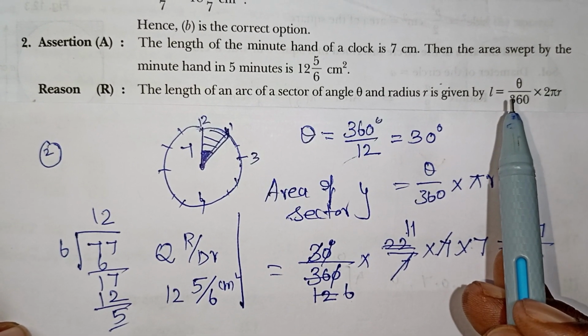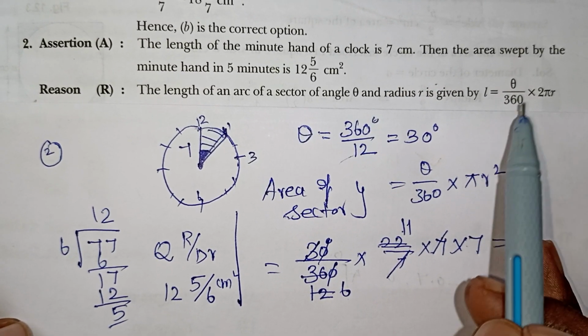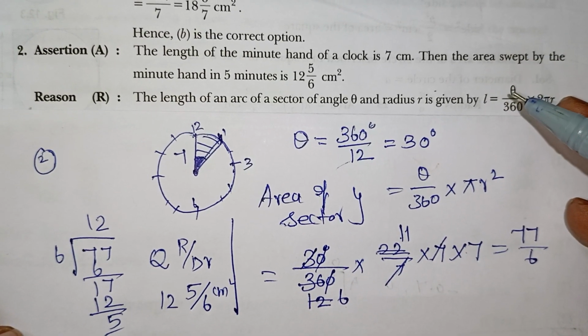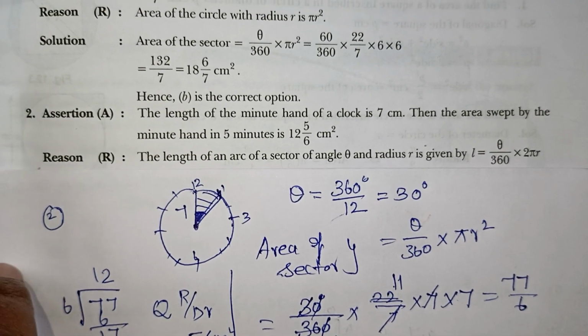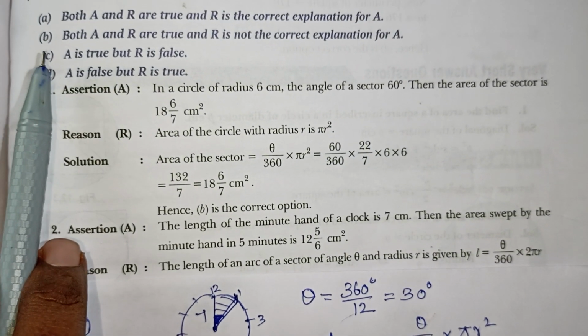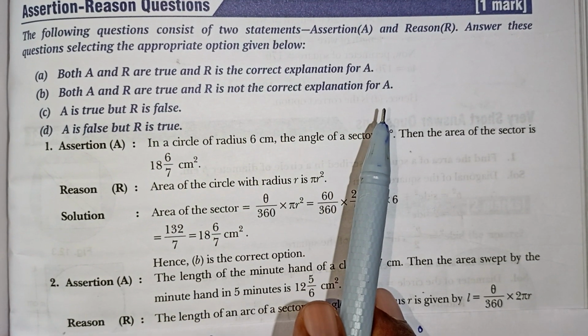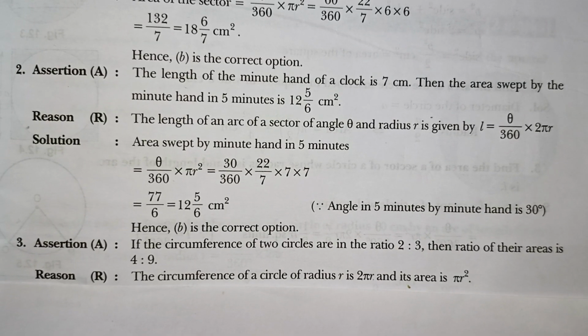So both are correct. But the first question we didn't use the formula of this one to find the answer. We have used the another formula, sector. So both are true. But the second one is not a correct explanation of the first option. Again we should take the second one. Both are true, but R is not a correct explanation of A. Again, B option is your correct option. Look at the next question.